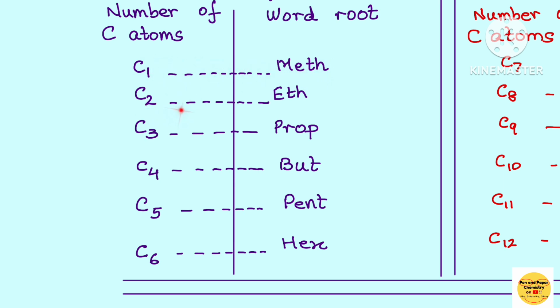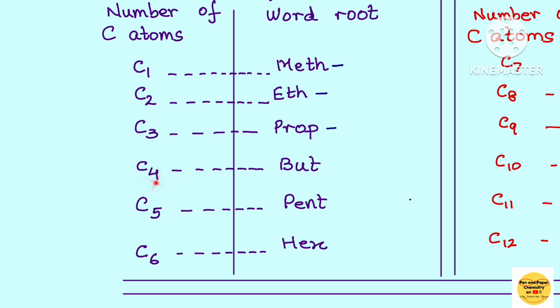Two is eth, E-T-H. Yes, this is not complete. There will be more additions coming along with it. Prop. Remember when we go on to the stage, that is for 3 carbon atoms. So all the extra material that we use, that is a prop. 3 carbon atoms. Prop. Say it along with me.